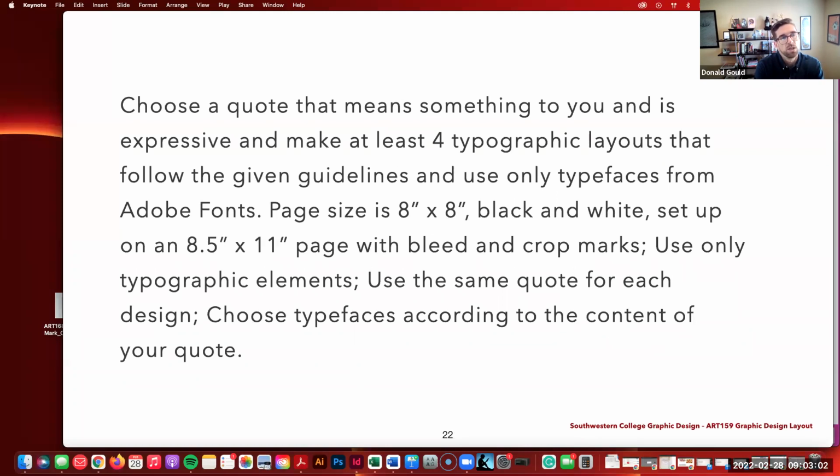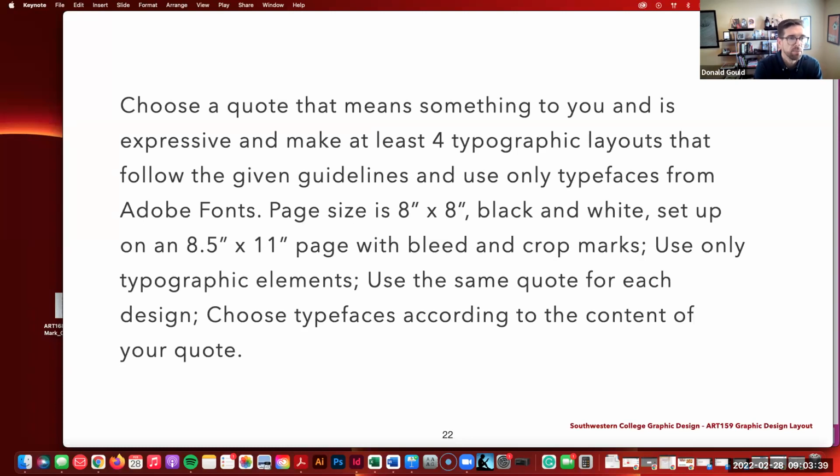So your job is going to be to choose a quote, and you can start to think about this a little bit. Choose a quote that means something to you and is expressive. And we're going to be making at least 4 typographic layouts that follow these given guidelines that are found in the typeface module. So we are going to be using specific typefaces that are found on Adobe Fonts. We'll take a look at those here shortly and reference those. There is no template for this assignment, so you guys are going to be creating your own document here. You're going to be using an 8.5 by 11 page with an 8-inch by 8-inch composition square inside of there.